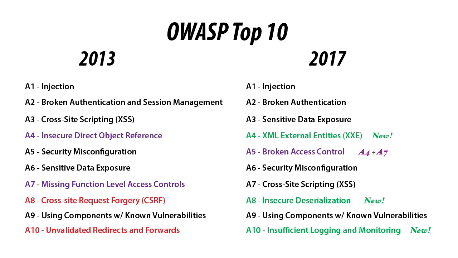As I mentioned, broken access control, that was just a combination of two. So it's not really a change. It's just the fact that instead of being listed as two different things, it's one, but it still covers insecure direct object reference, missing functionality level access controls. Those are still covered under that. And then another new one we have, insecure deserialization.